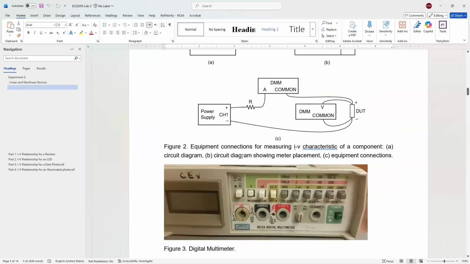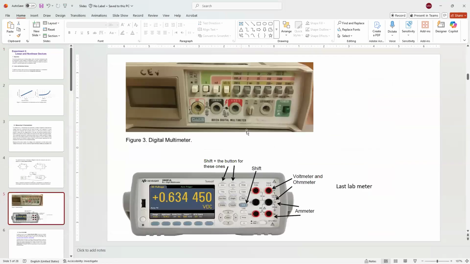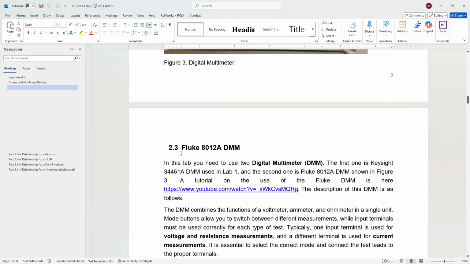For the other DMM, this is the one, I can show a picture. Yeah, let me see here. Yeah, this is the one. Yeah, this is a picture. So in this lab, you are going to use, this is the one we used in lab number 1. We are also going to learn how to use it in lab number 2. Okay. So here you need to read this part.